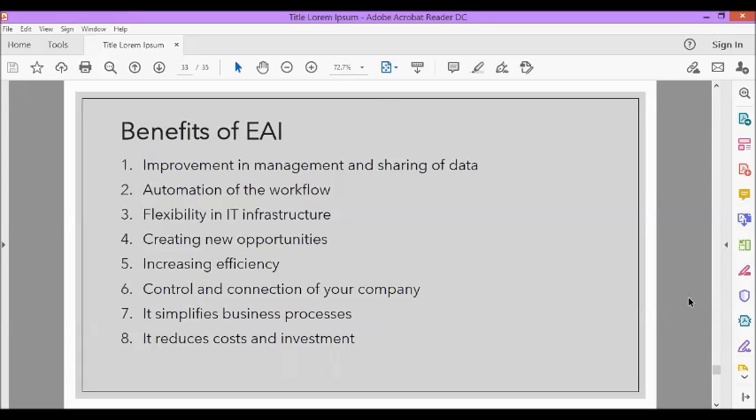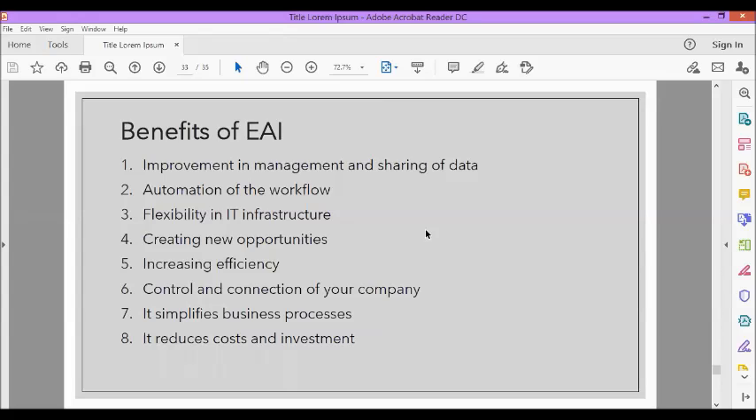Now let's proceed with the benefits of EAI. So number one is improvement in management and sharing of data. EAI increases interoperability between the several departments of an organization. An agile enterprise application software solution enables access to entire information that is gathered by business applications, eradicating data processing responsibilities.